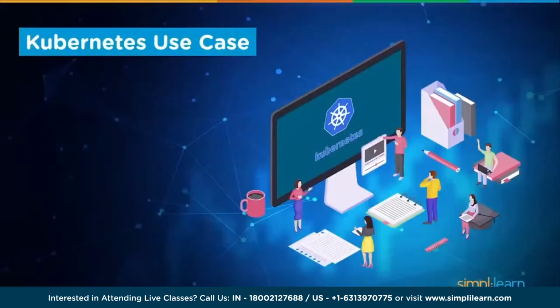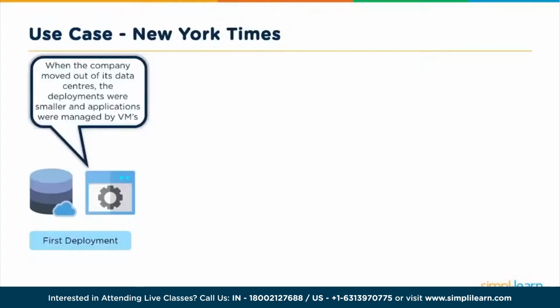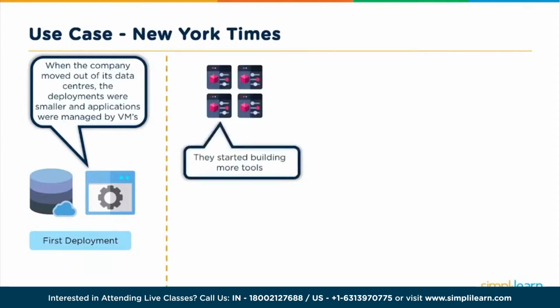So let's now have a look at a Kubernetes use case. In this example, we're going to look at the New York Times and how they use Kubernetes to solve a problem that their IT department was struggling with. When New York Times started working out of their data centers, their deployments were small and the applications were managed across VMs. But as New York Times became more of a digital company, they started building more digital solutions.